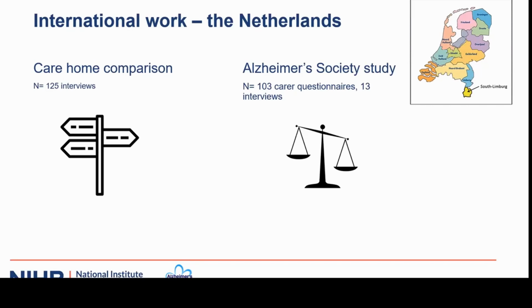Another international collaboration with the same team in Maastricht University was an Alzheimer's Society funded study, which looked specifically at health inequalities and inequalities in accessing post-diagnostic dementia care in the UK and in the Netherlands. And this study was taking place before the pandemic. Unfortunately it had to stop, but then we could luckily resume it again. And we collected carer surveys as well as remote interviews and face-to-face interviews.